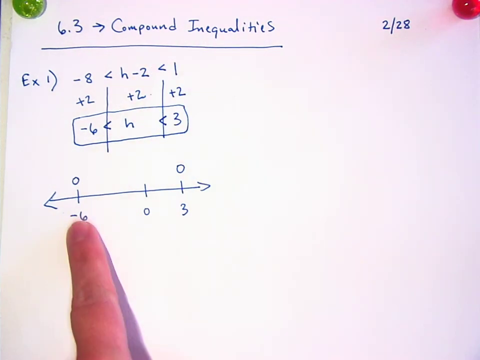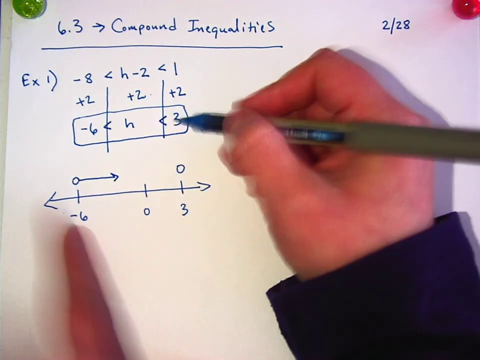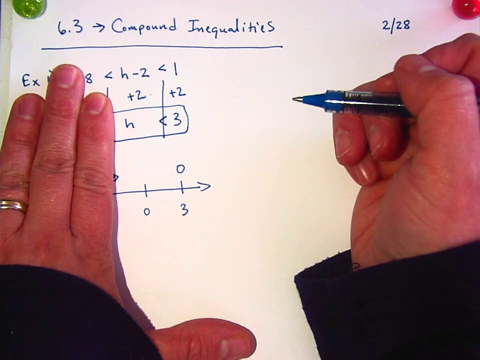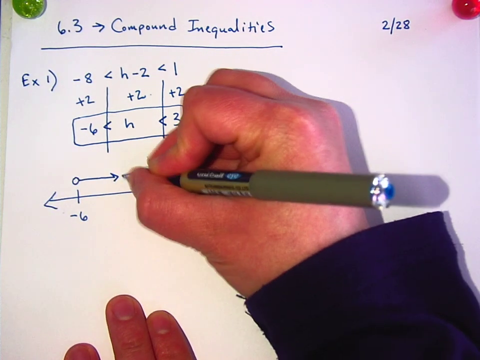So that means that the arrow is going to come this way off of -6. And then on this side it says h is less than 3. The other way. So it goes this way. They kind of meet in the middle.